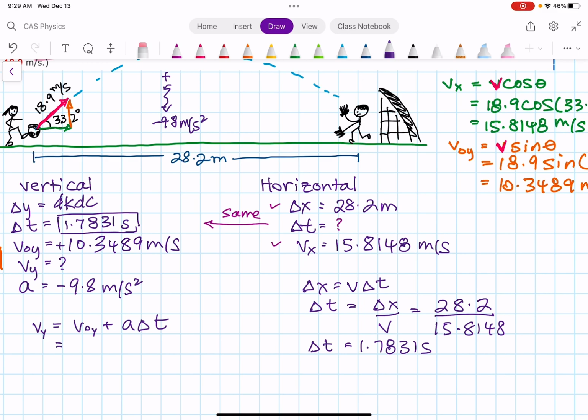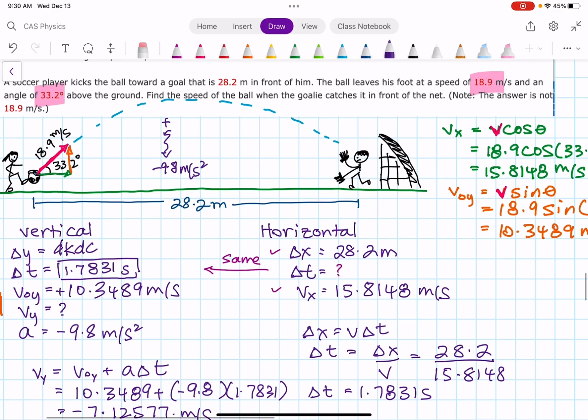Vy equals, so the initial velocity was 10.3489 plus negative 9.8 times 1.7831. Putting that all together, so 10 point that minus 9.8 times that time, I get, oh, and then you're probably like, ooh, there's a negative sign. Is that right? Let's think about it. I'm getting an answer of negative 7.12577 meters per second.